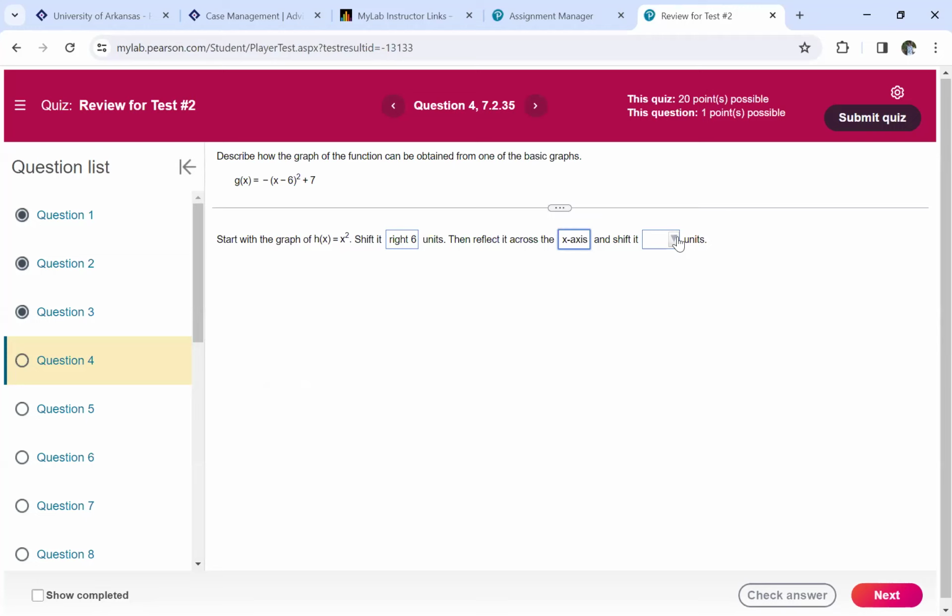And then, y'all, what's that +7 at the end doing? Up 7, up 6, down 6, down 7. Up 7. There you go. So that one is sort of like what you would think. What you got to watch out for is those parentheses, okay? All right, y'all, then we hit next.